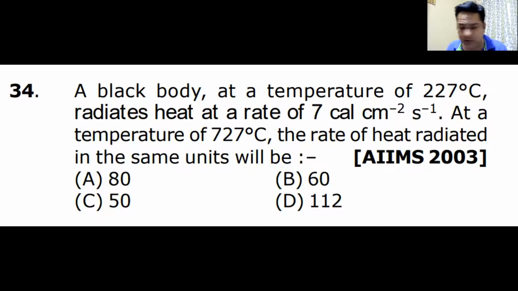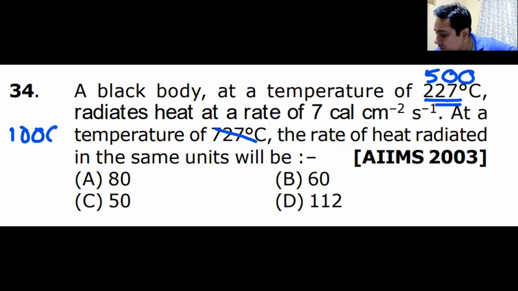Okay, so basically how you got to do this question? The initial temperature is 227 degrees Celsius. I will convert that into Kelvin. So how much is it in Kelvin? 227 plus 273, it will be 500 Kelvin. Initial temperature is 500 Kelvin. Final temperature is 1000 Kelvin.